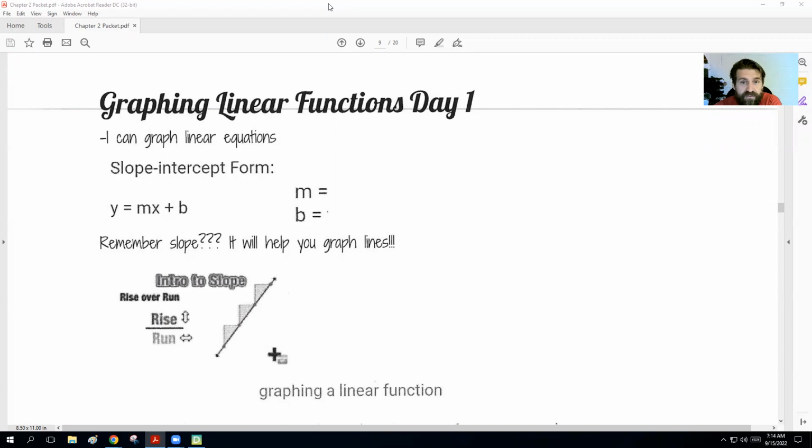All right, so the goal is to make sure that you guys can graph a linear function. The key thing to note is that any linear function can be written in the form of y equals mx plus b, where we have two very important pieces of information. We have the m.